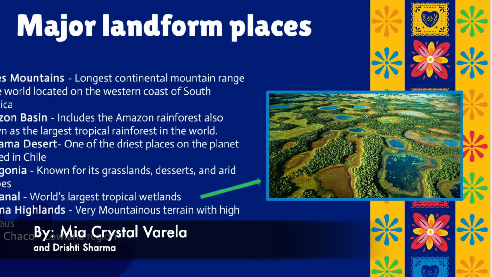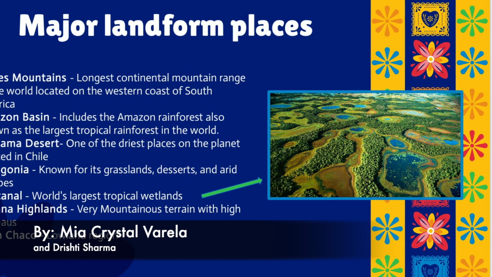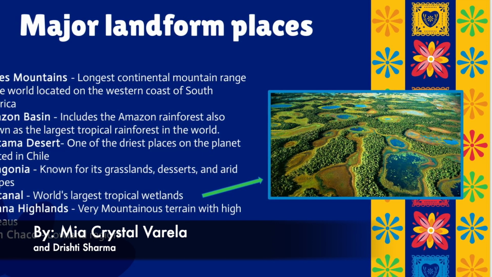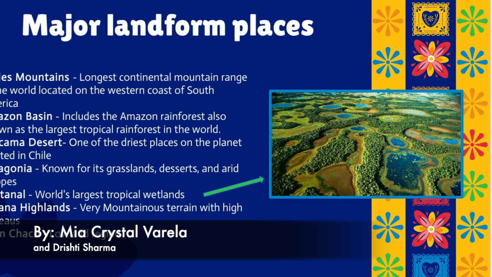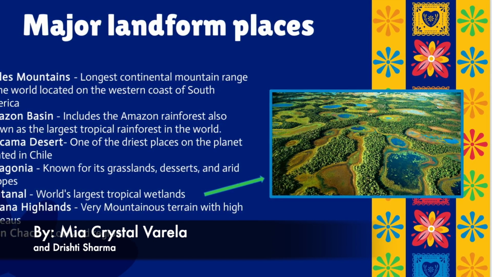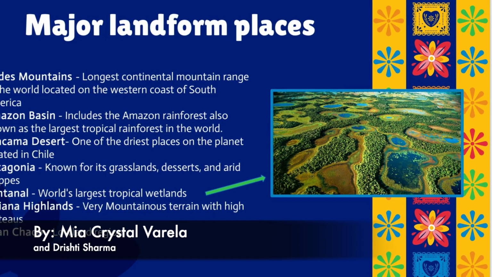Moving on, we have major landform places. So at the western coast of South America, we have the Andes Mountains, which is the largest continental mountain range in the world. Then you can go on and see the Amazon Basin, which is a part of the Amazon rainforest that flows through many nations in South America. This is the largest tropical rainforest in the world.